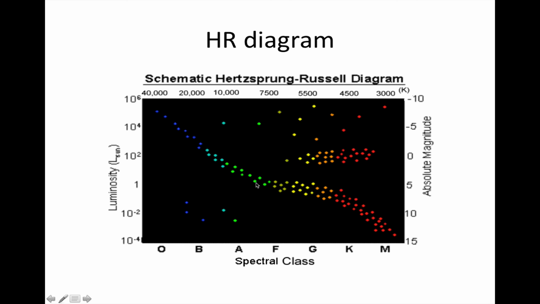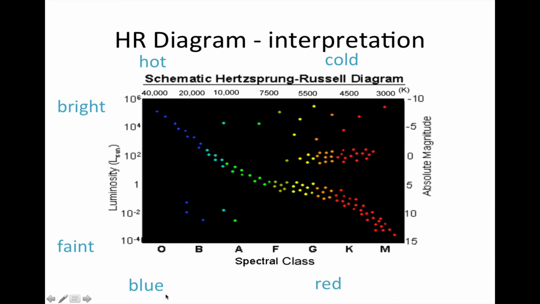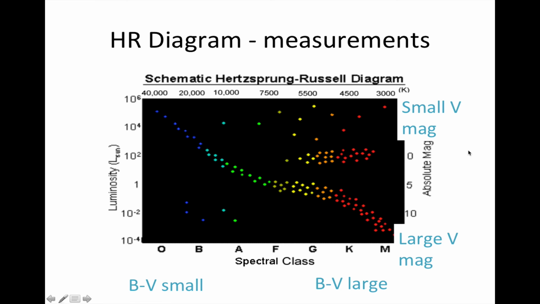So you may have heard of a Hertzsprung-Russell diagram. It's usually presented in textbooks as luminosity as a function of temperature. But when they discovered it, it was the observed absolute magnitude as a function of not spectral class so much as B minus V. So you know that hot things are on the left, cold things on the right. Blue colors are on the left, red colors are on the right. O stars are on the left, M stars are on the right. Bright things are at the top, faint things are at the bottom. Remember, the magnitude scale has small V magnitudes at the top and large V magnitudes at the bottom.